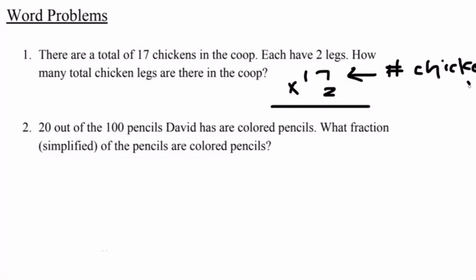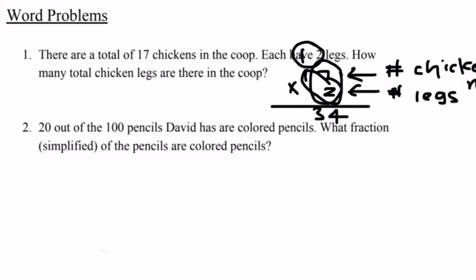Oops, I can't fit it. And 2 represents the number of legs each chicken has. Let's multiply. 7 times 2 should equal 14. 4 goes at the bottom, 1 goes at the top. 2 times 1 should equal 2, plus 1 should equal 3. As a result, there are a total of 34 chicken legs in the coop.